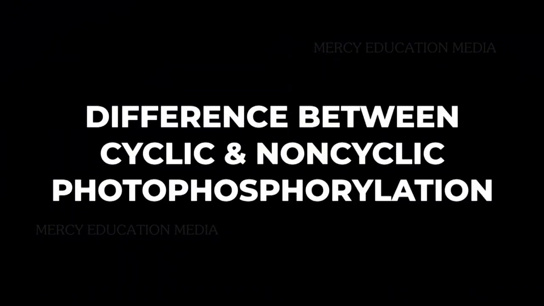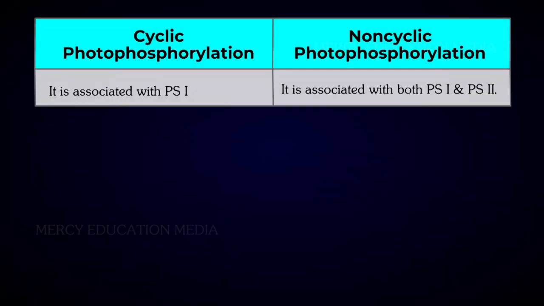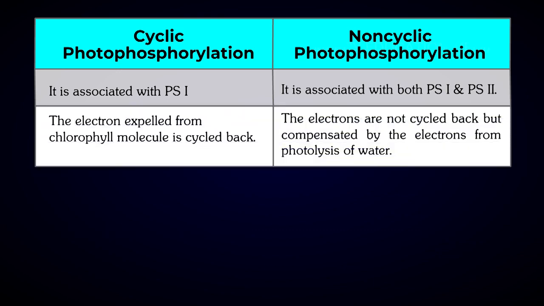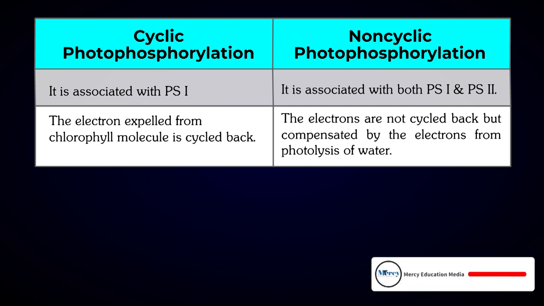Let us know the differences between cyclic and non-cyclic photophosphorylation. Cyclic photophosphorylation is associated with PS1. Non-cyclic photophosphorylation is associated with both PS1 and PS2. In cyclic photophosphorylation, the electron expelled from the chlorophyll molecule is cycled back. In non-cyclic photophosphorylation, the electrons are not cycled back but are compensated by the electrons from the photolysis of water.